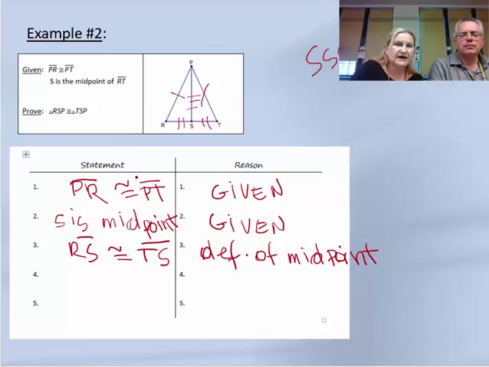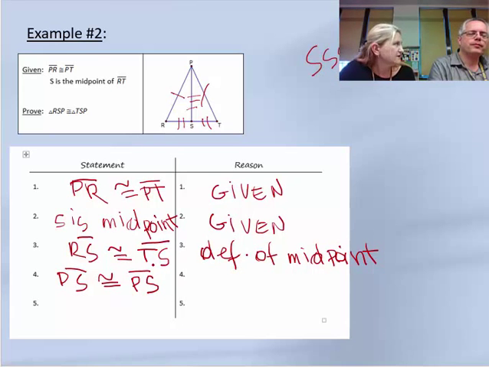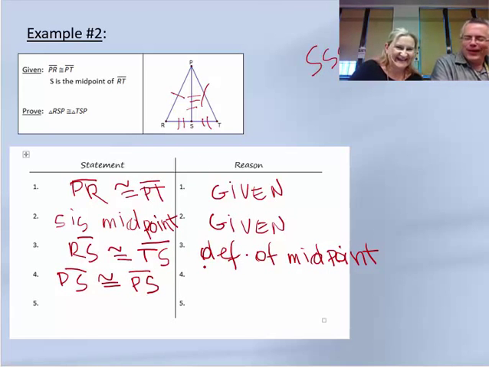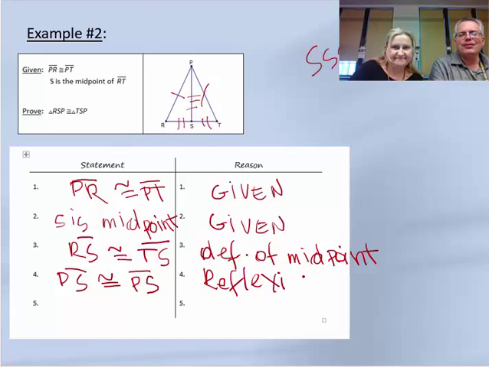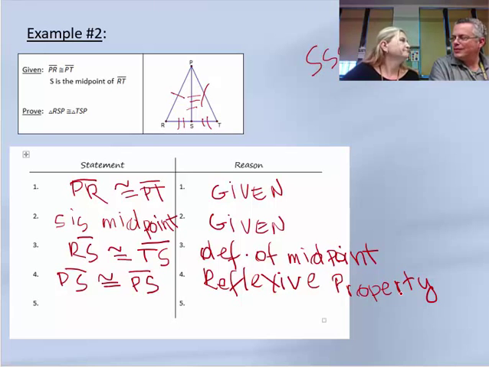And then I have my third side, which is PS congruent to PS. So the side is congruent to itself, and there's a special name for this property. So if something is congruent to itself, Mr. Miller, what do we call that? Reflexive property. Thank you. I don't know if you know why it's called the reflexive property, but anything is congruent to itself. Okay, so reflexive property.